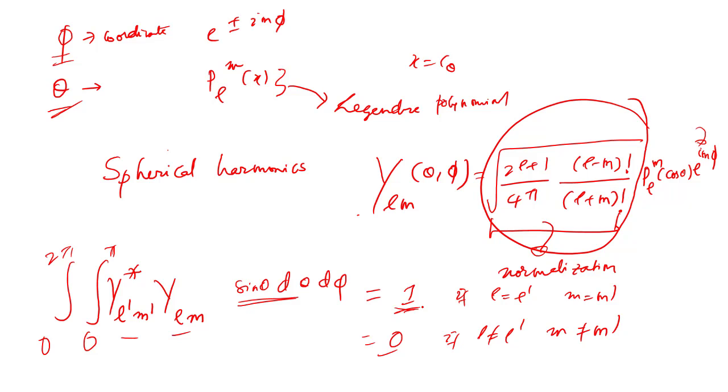So we call this orthogonality. We say that spherical harmonics are orthogonal, that is, they are mutually independent of each other. Or in other words, we can represent any function as a sum of spherical harmonics. So we can take these spherical harmonics and write any function in theta phi as a sum of these spherical harmonics.